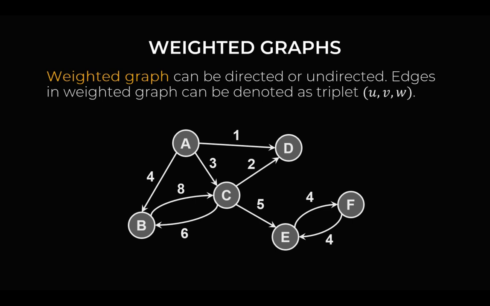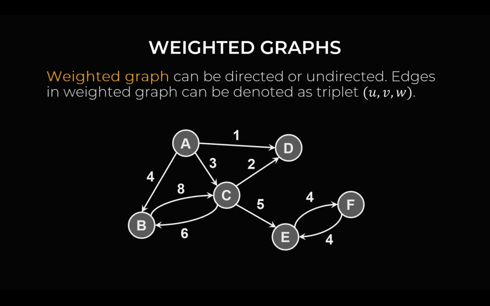Edges in a weighted graph can be denoted as a triplet U, V, W, where U is the source, V is the target, and W the associated weight. Examples of such graphs are flow networks, where edges are pipes and nodes are intersections between pipes. Flow networks are also used for transportation problems, such as maximum traffic through roads, or analysis of bottlenecks in a production factory with various workshops and tools.